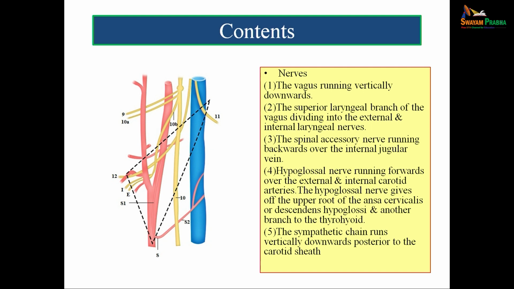The sympathetic chain runs vertically downwards posterior to the carotid sheath. So, the carotid sheath in its anterior wall has the ansa cervicalis, while the sympathetic chain is running posterior to the carotid sheath. And what is the carotid sheath? It's a fibroareolar sheath forming a connective tissue framework around the common carotid artery and internal carotid artery. So, it has an anterior wall in which lies the loop of ansa cervicalis.